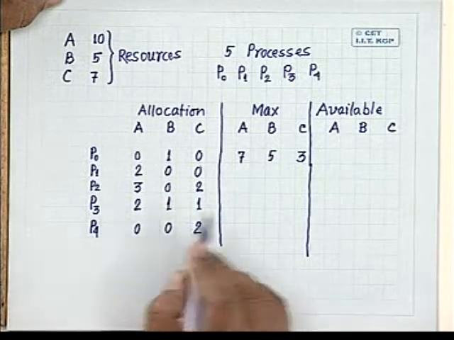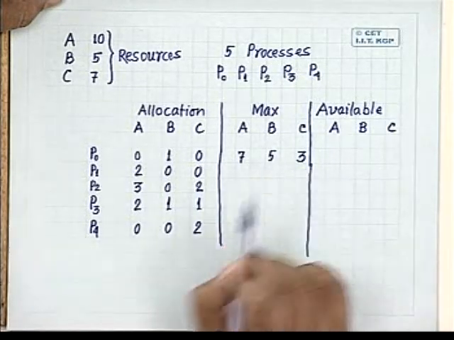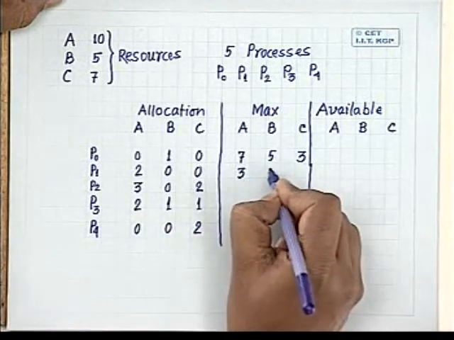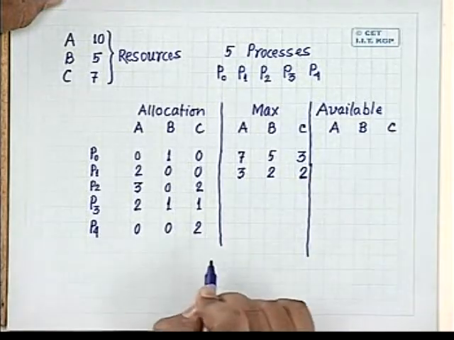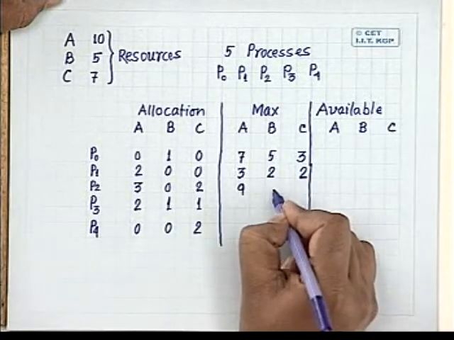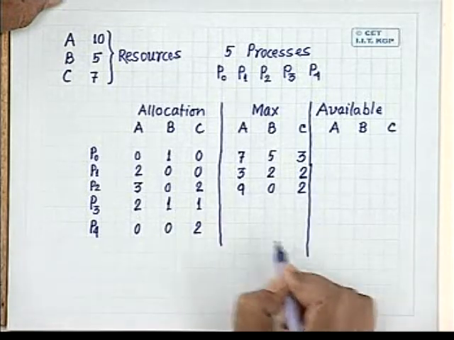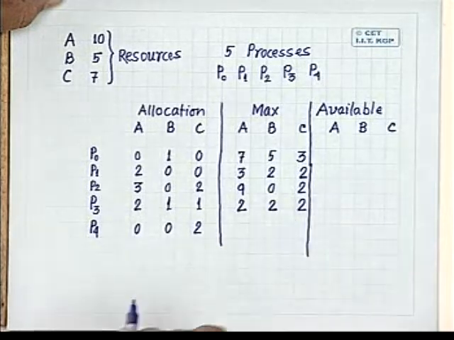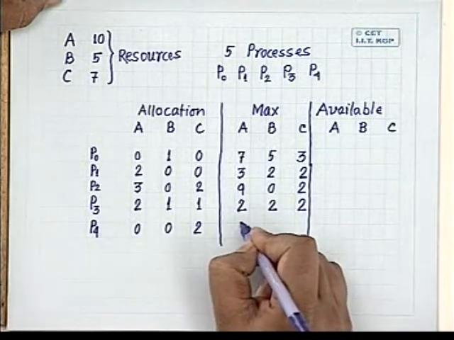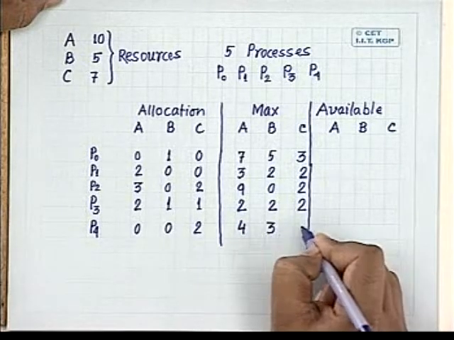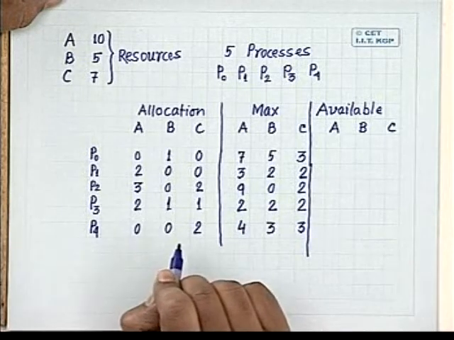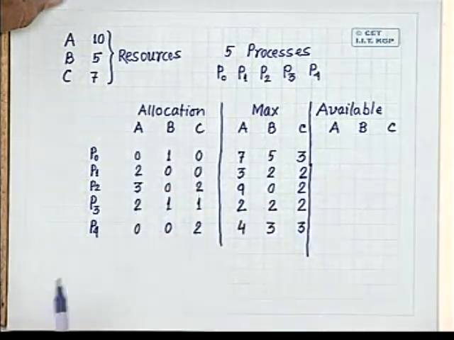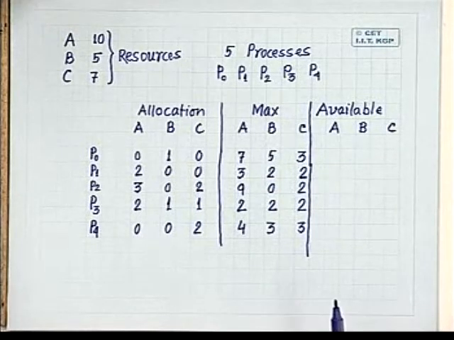The maximum requirement may be something like this: 7, 5, 3 for process P0, 3, 2, 2 for process P1, 9, 0, 2 for process P2, 2, 2, 2 for process P3, and maybe 4, 3, 3 for process P4. Now once I know the maximum requirement and the allocation, then obviously I can determine what the need will be.